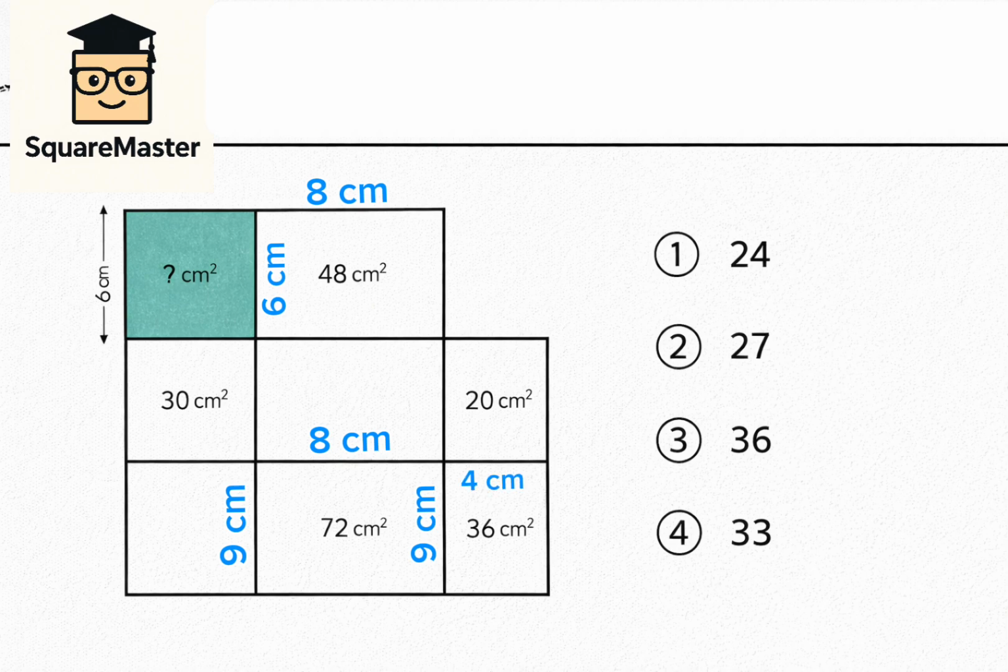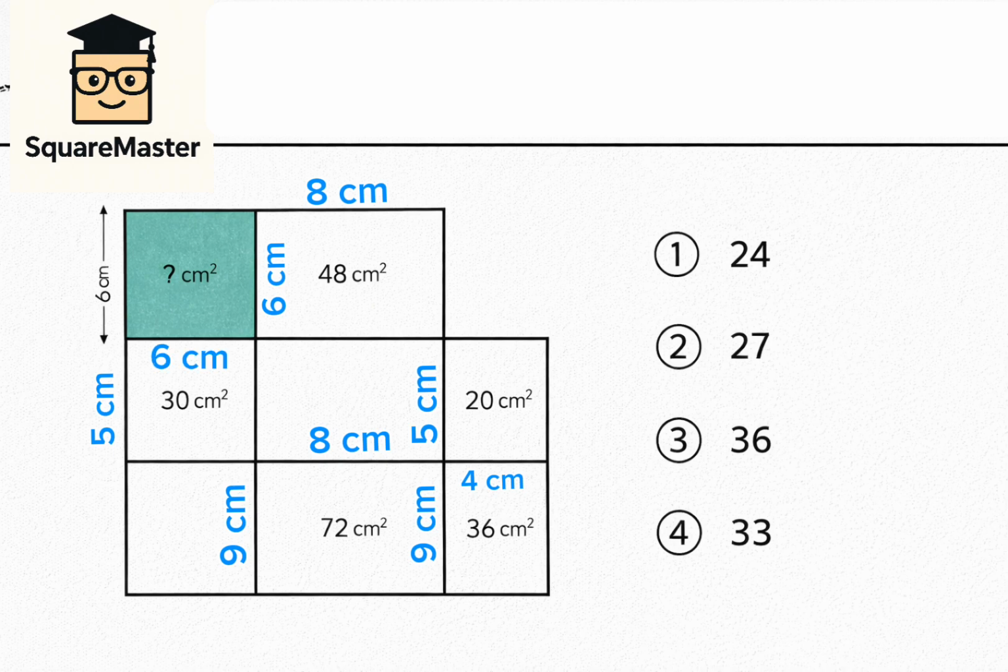That 4 centimeter side is shared again, this time with the rectangle of area 20. 20 divided by 4 gives us 5. And finally, that same length continues into the rectangle with area 30. 30 divided by 5 equals 6.